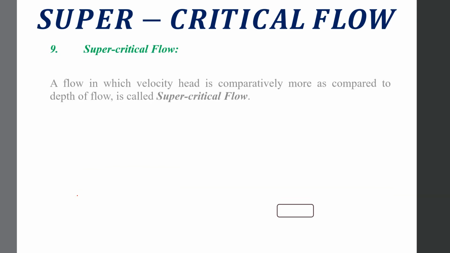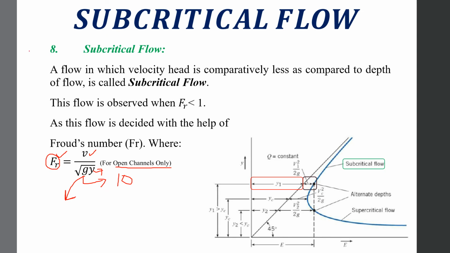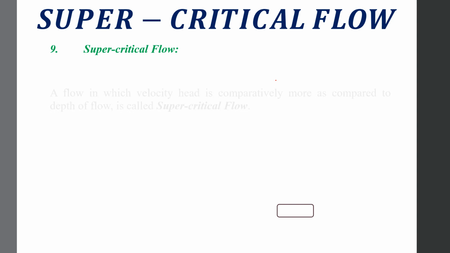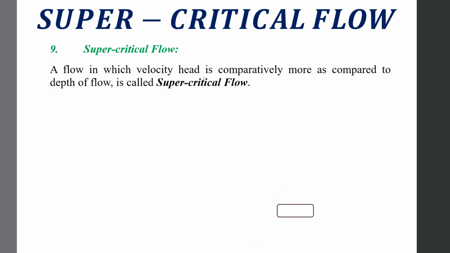Next type of flow is supercritical flow. What is supercritical flow? In case of supercritical flow, velocity head is comparatively more as compared to depth of flow, then the flow is known as supercritical flow. In this case, the Froude number is greater than 1.